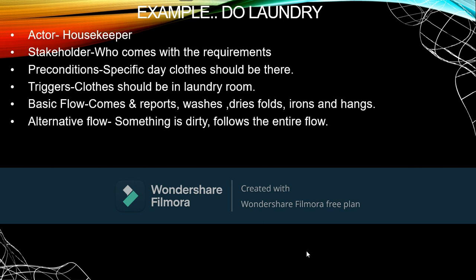So then we have the triggers. Trigger is that clothes should be in the laundry room. You will move ahead with the laundry only when you can actually find the clothes in the laundry room. Then only you will have further triggers, that you will put them into the machine, put liquid and everything there. And these things can only happen when you have clothes in the laundry room. Then the basic flow will be that you will wash the clothes, you will dry them, iron them, and hang them. So that's a basic flow that goes for any laundry. But you can have the alternative flow, that you did some laundry but something is still dirty. So what will happen? You will have to follow the entire basic flow again, because something is still not correct, as it was supposed to be.